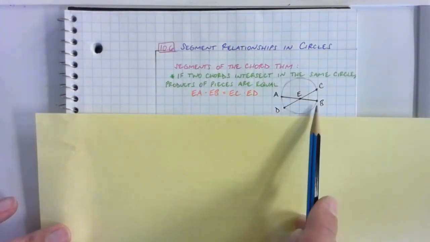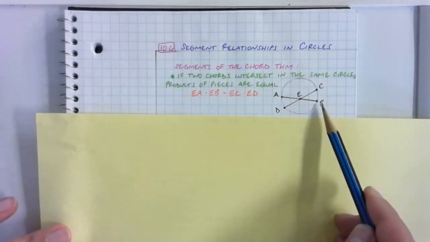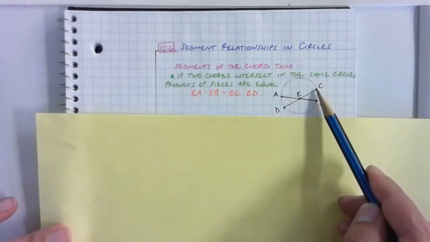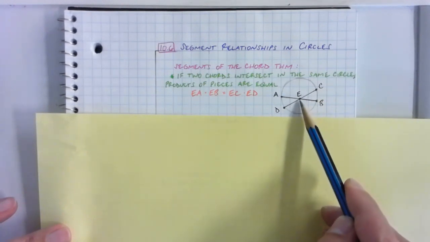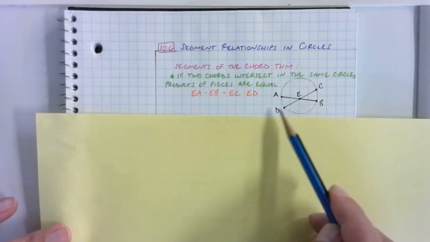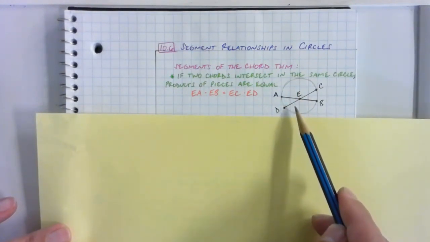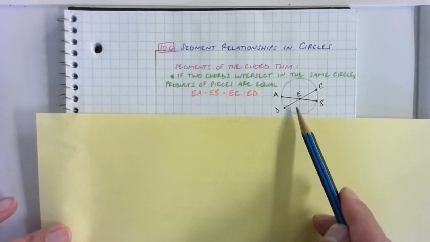As you see here, I have 2 chords: chord AB and chord DC. They cross each other at some point E in the middle of the circle. It does not have to be the center of the circle or anything like that. This can happen anywhere. It just ends up with this X somewhere in the middle of the circle.